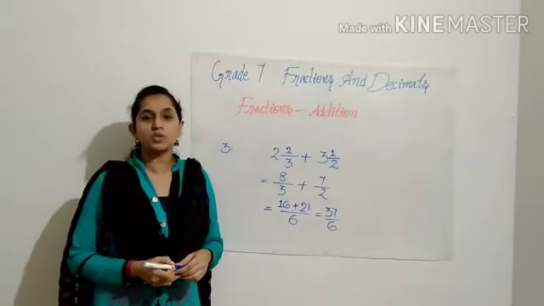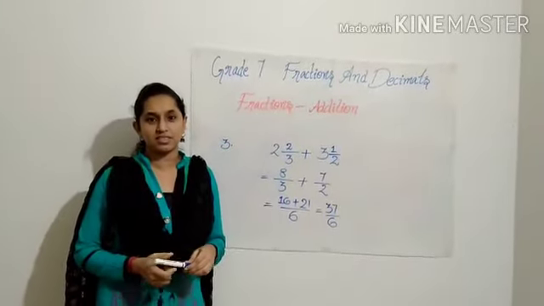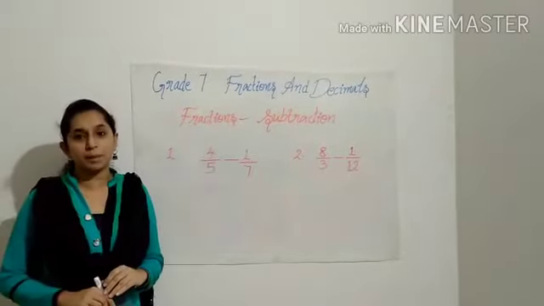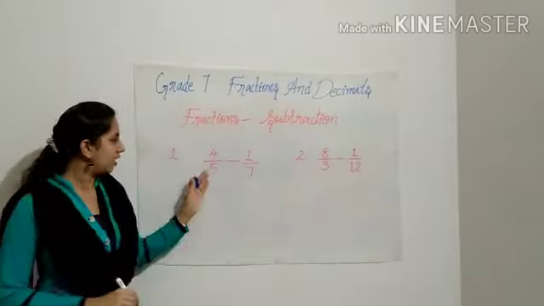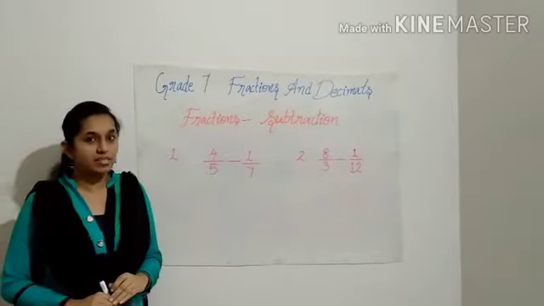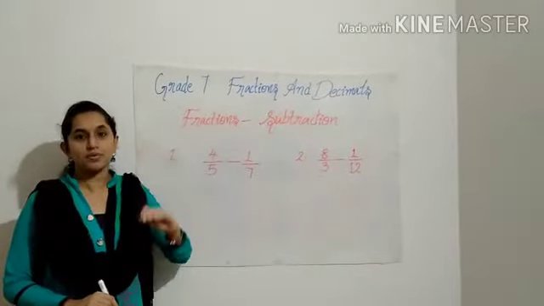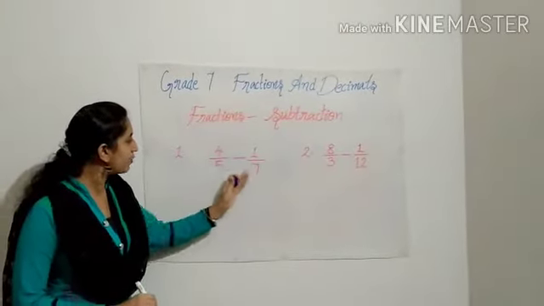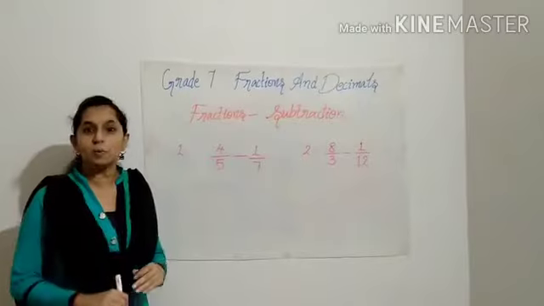Let's quickly move on to subtraction of fractions. The first question is 4 by 5 minus 1 by 7. Okay, here also we have to make denominator same as in the case of addition. Okay, and here when you check denominators, they are 5 and 7. They are co-prime to each other.